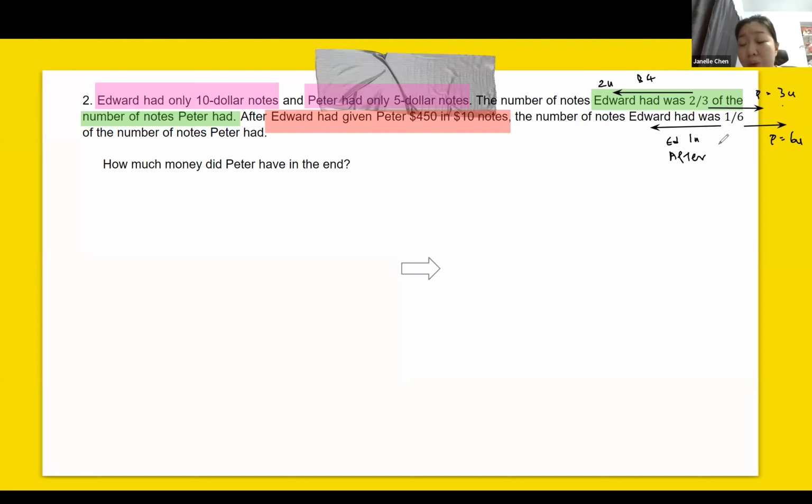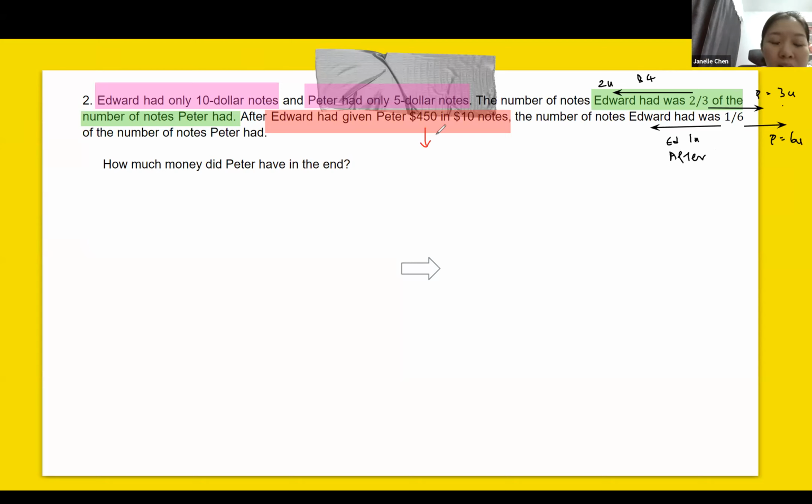But I'm not going to do a model for this because it's too complicated. There's units before and after, there's money, there are different values of the notes, because there are $10 notes and there are $5 notes. And there's a change here in red. So look at the change first. Edward gave Peter $45 in $10 notes.